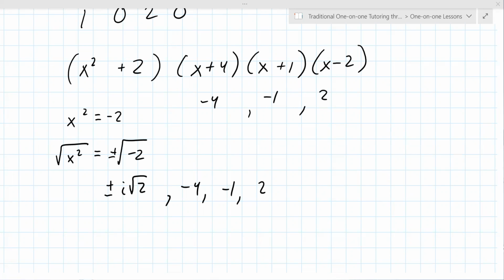So I won't ask you to do any of the other ones on your own, but you should be prepared to do this for a test or quiz. And you have everything to be able to do it at this point.